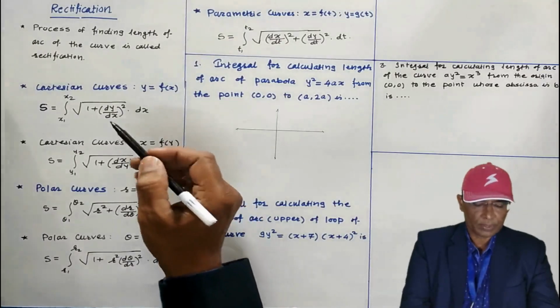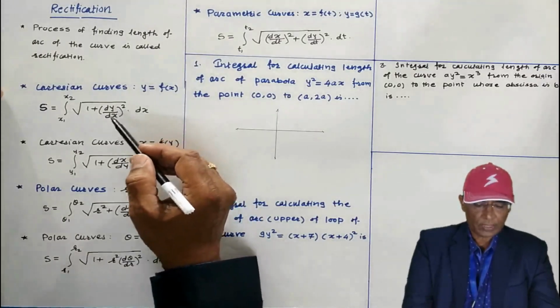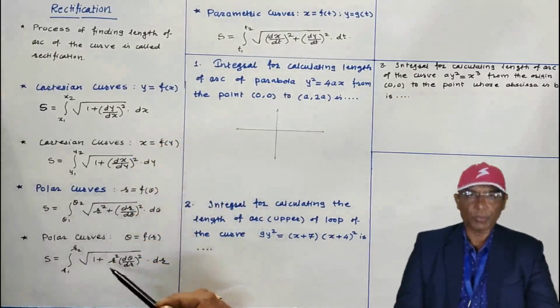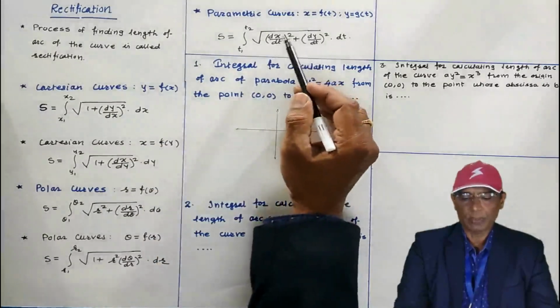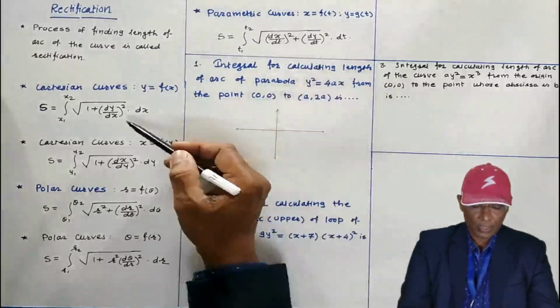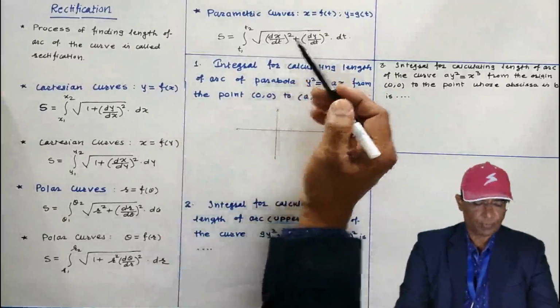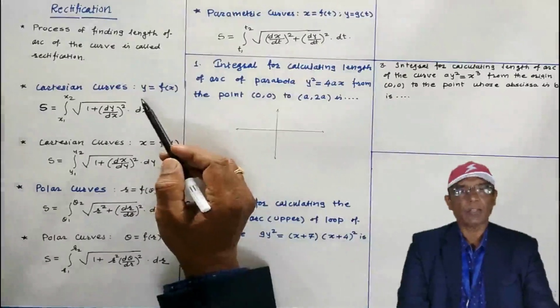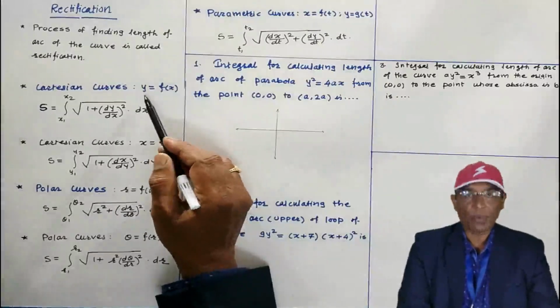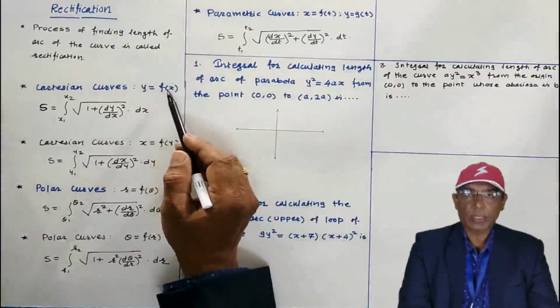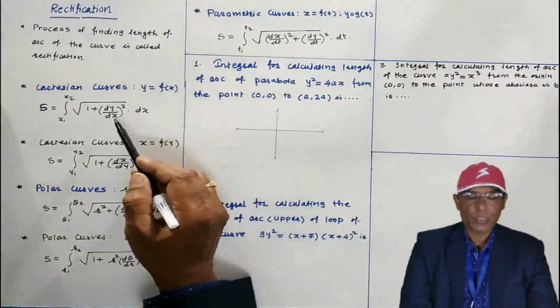For the length of arc of the Cartesian curve, I have given these two formulae. For polar curves, these two formulae, and for parametric curves, this is the single formula. Yes, one of these formulae may be asked in the examination as an MCQ. For convenience, if the Cartesian curve is given as y equals f(x), where y is expressed explicitly in terms of x, then use this formula.